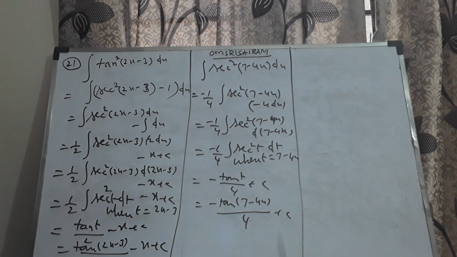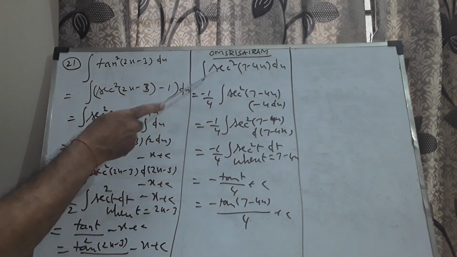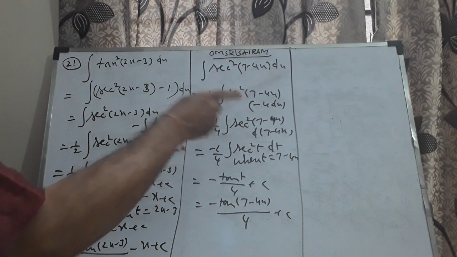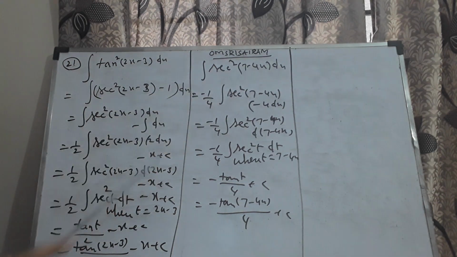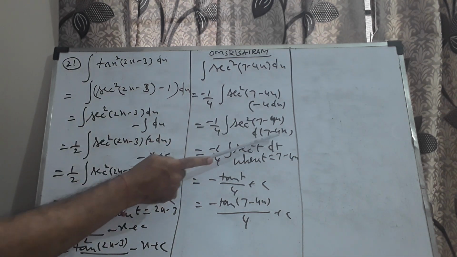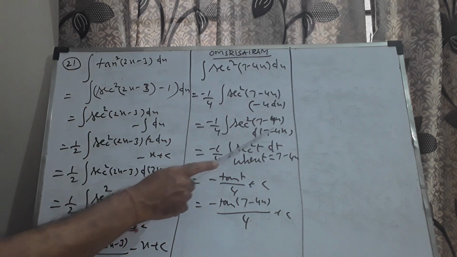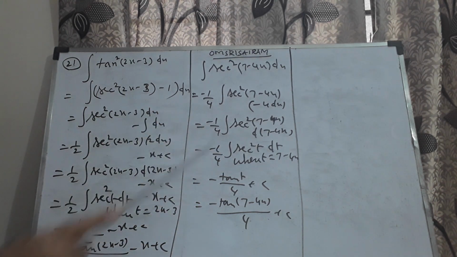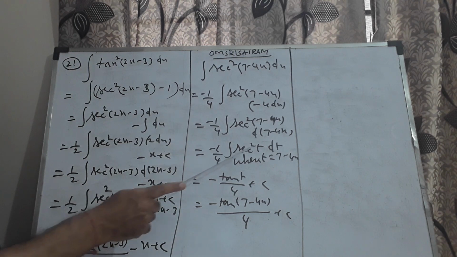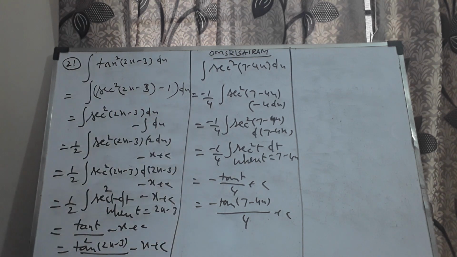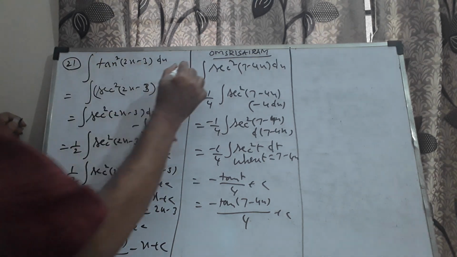Let me redo it once again and check. Integral secant square of 7 minus 4x dx. The derivative of 7 minus 4x is minus 4. For multiplying, it will be minus 4 in the second step. This minus 4 dx can be replaced by d of 7 minus 4x: d of 7 is 0, d of minus 4x is minus 4 dx. Replace this by t. Minus 1 by 4 integral secant square t dt, where t is 7 minus 4x, minus tan t by 4 plus c, minus tan of 7 minus 4x by 4 plus c will be the final answer. This is my 22nd problem.